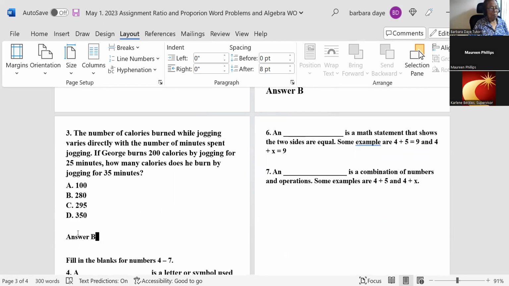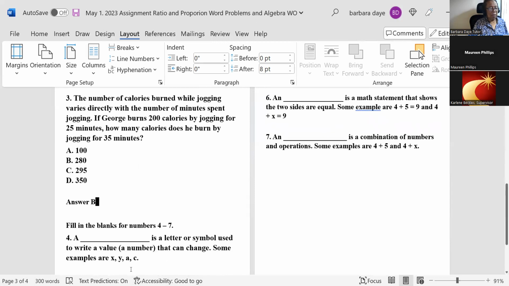But I didn't understand this, from 4 to 7, the fill in the blanks. I didn't understand that one. Oh, you remember when I told you about expressions, equalities, constants, and variables? Uh-huh. So all you had to do is fill in, what do you call a letter or symbol used to write a value?